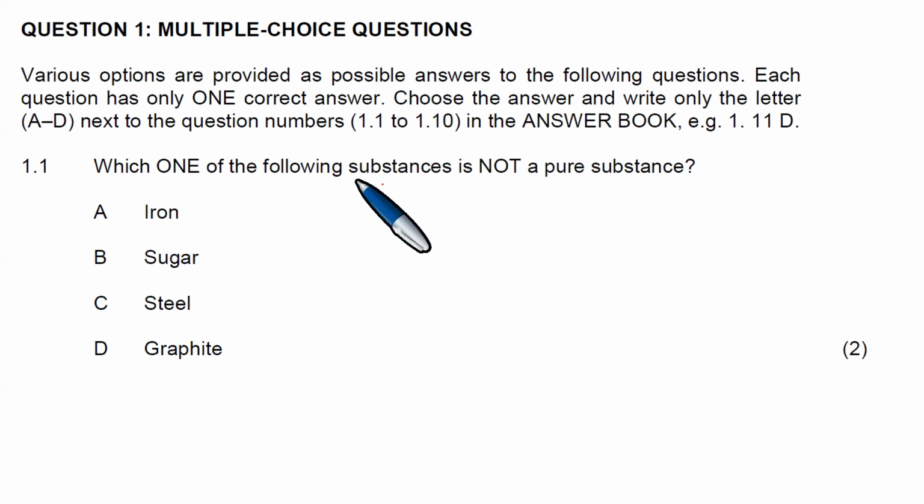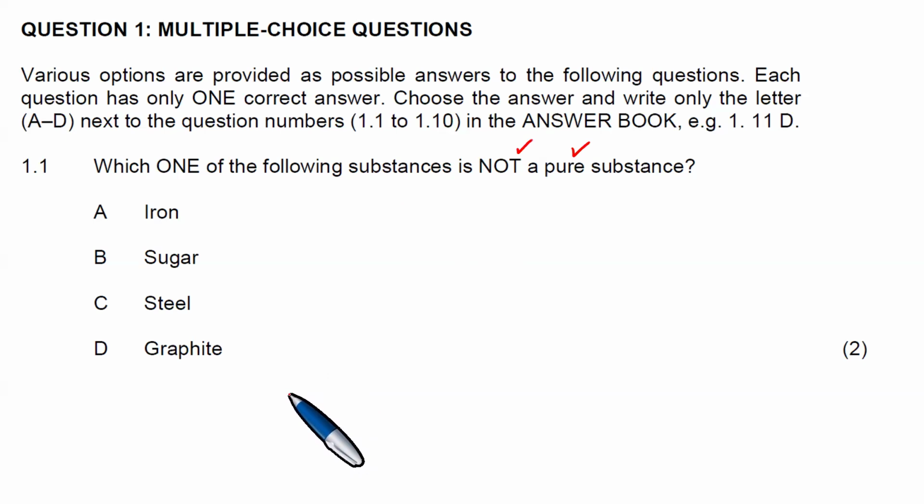Which one of the following substances is not a pure substance? Is it iron? Is it sugar? Is it steel? Is it graphite? Which one do you think is the correct answer? Which one is not pure? It is not a pure substance, so it is a mixture of different substances. Which one do you think is a mixture and therefore not a pure substance?